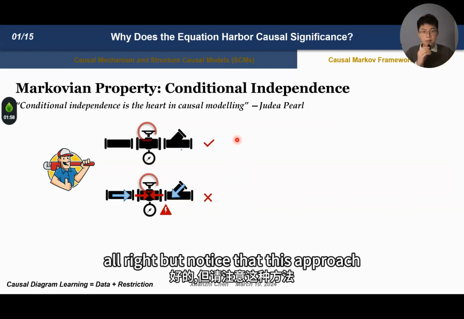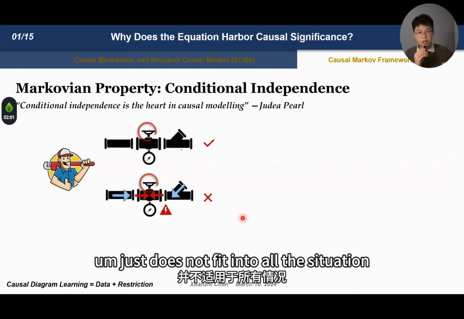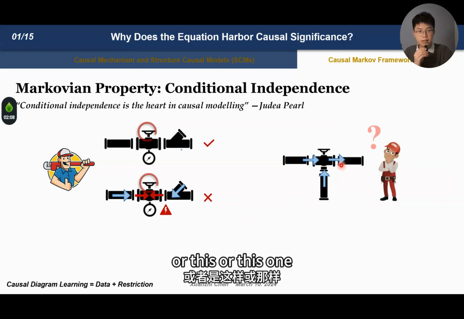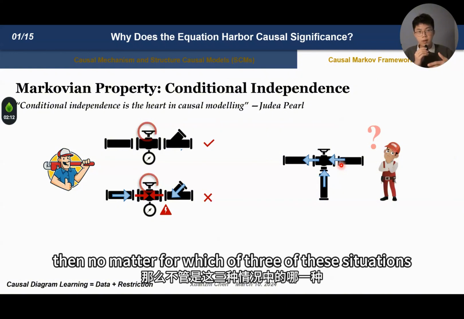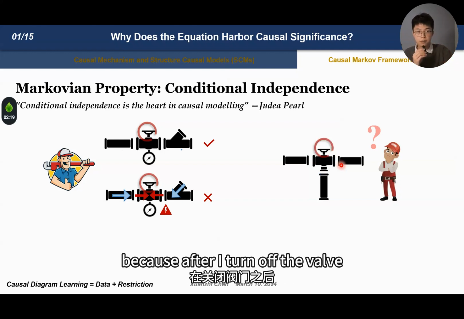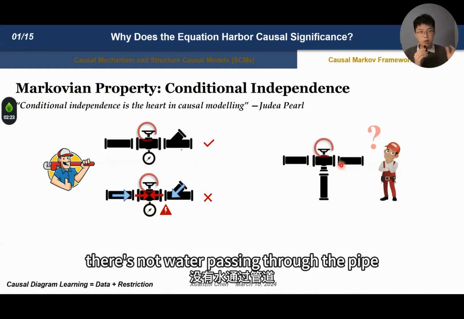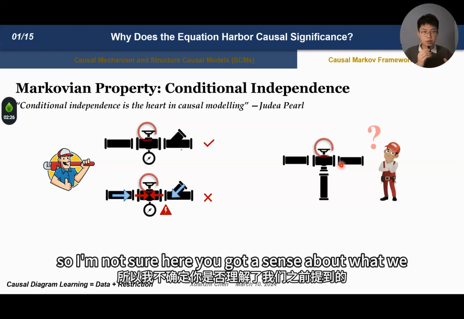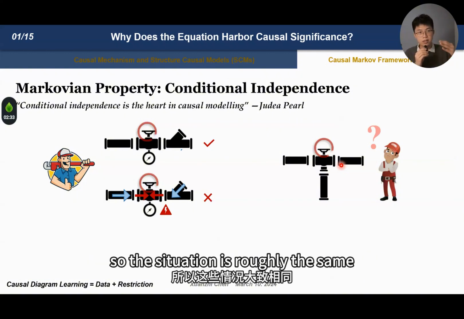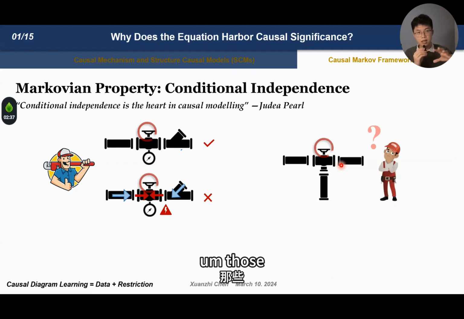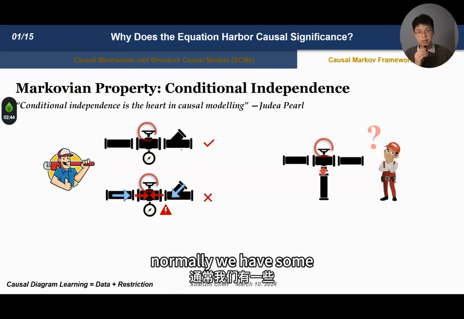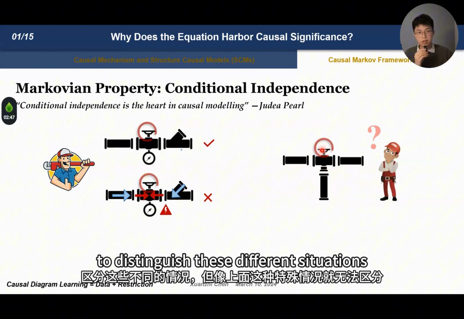All right. But notice that this approach does not fit all situations. For example, if the water goes like this, or this, or this one, then no matter which of these three situations it is, I couldn't determine the direction, because after I turn off the valve, the situation will be all the same. There's no water passing through the pipe, right? I'm not sure if you got a sense of what we have mentioned before. That is the equivalence. The situations are roughly the same, and we couldn't determine the direction, though normally we have some property to distinguish these different situations.